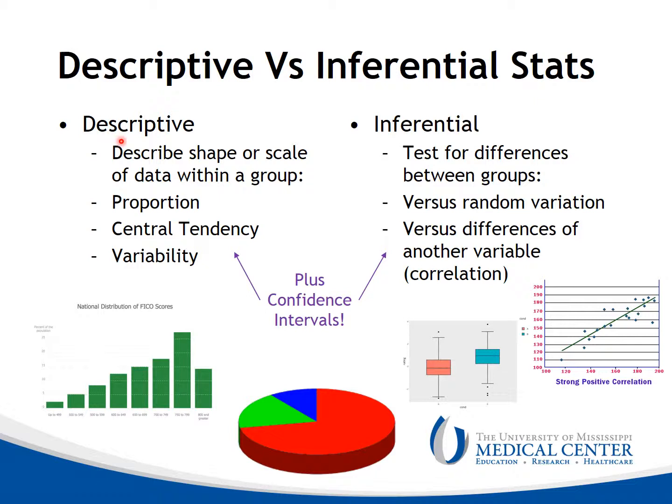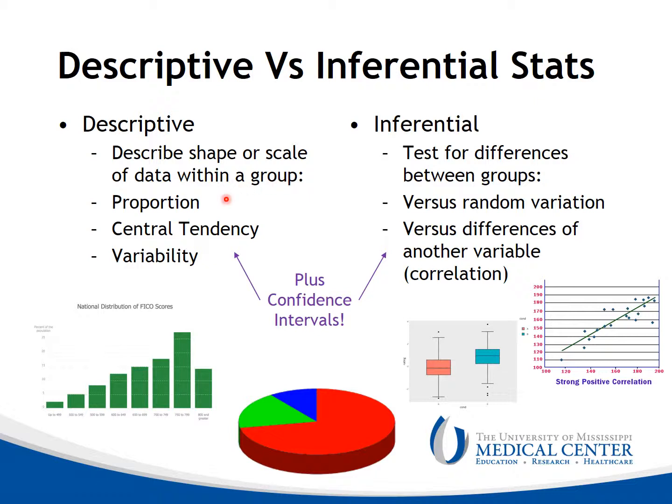Descriptive statistics, as you might imagine, are used to describe the shape or scale of a data distribution, and they can be used in the case where you only have one group of data, or they can be used with multiple groups to describe each group individually by itself.